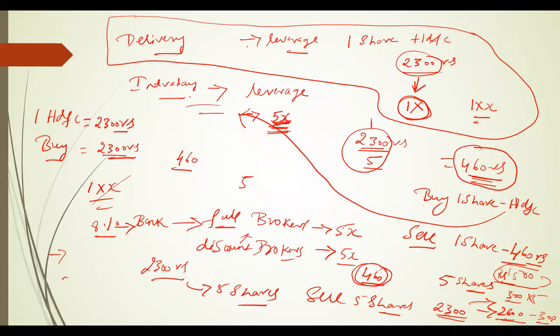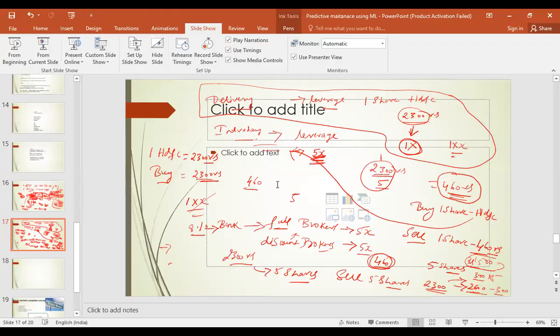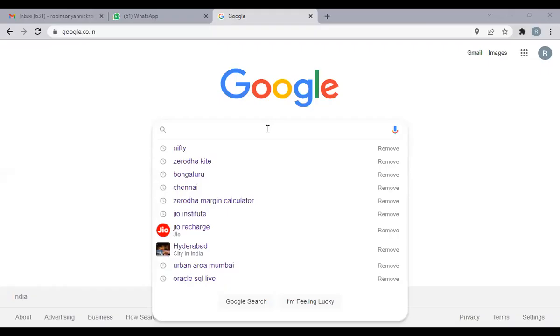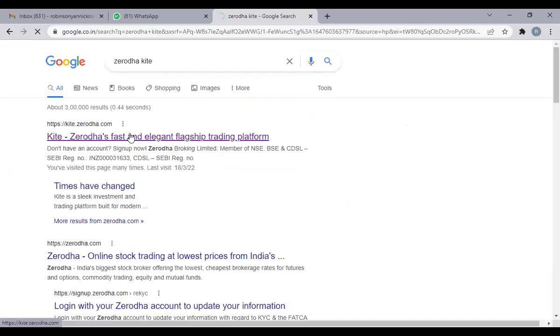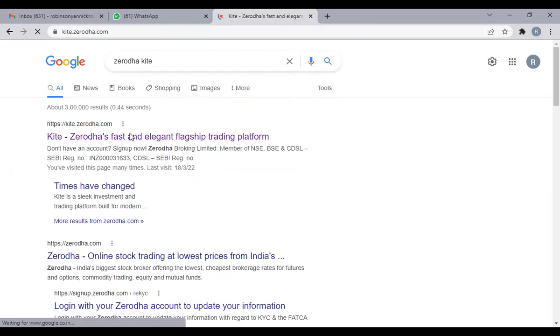I will show you. I will take you to the Zerodha option margin calculator. For those people who have confusion, just see. I think you can see the screen now.